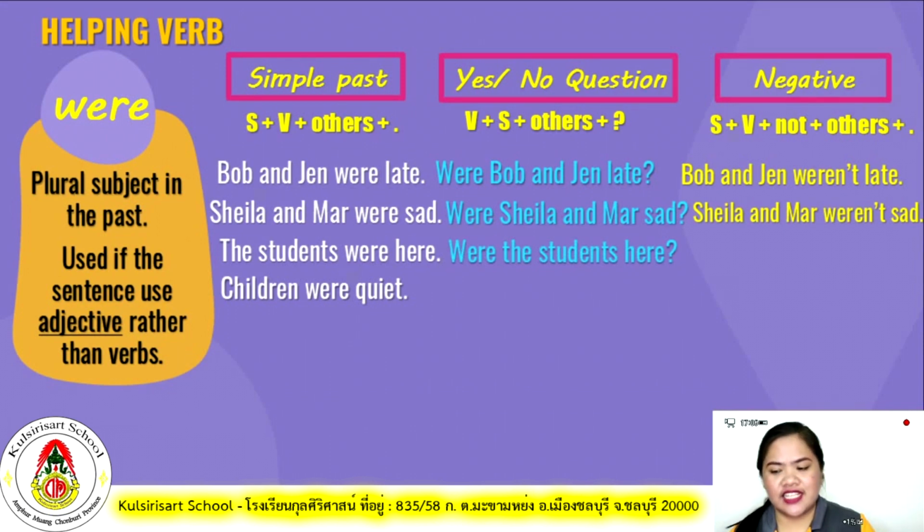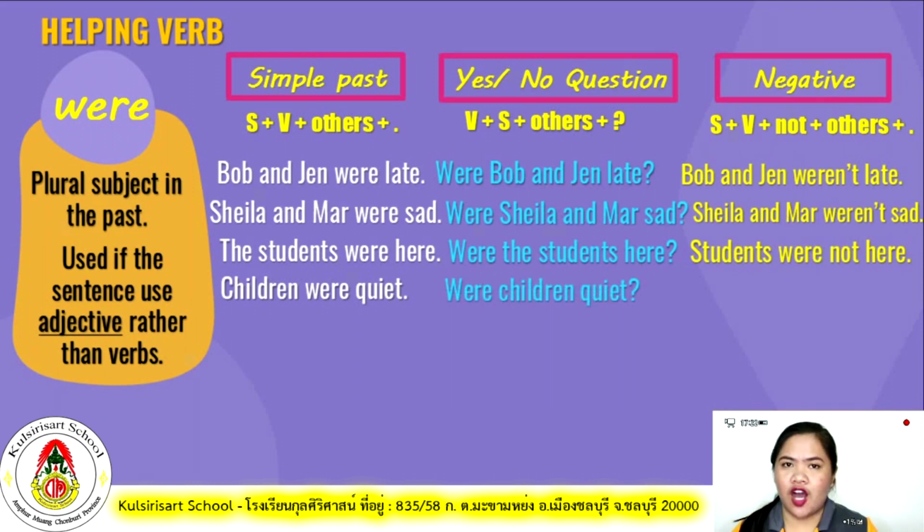And in the negative, students were not here. Okay, we have here were not, weren't. These are the negatives. Next, children were quiet will become, were children quiet? And the last, children were not quiet. Meaning, the children were very good, noisy.